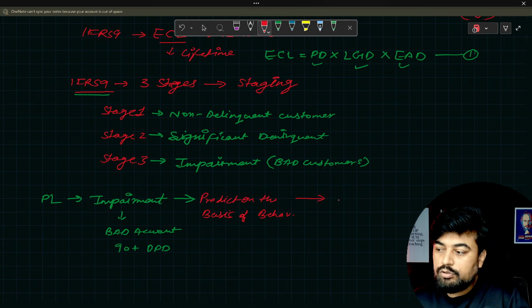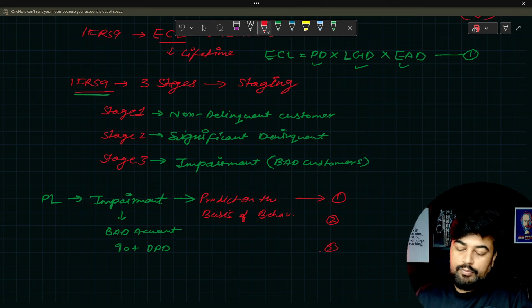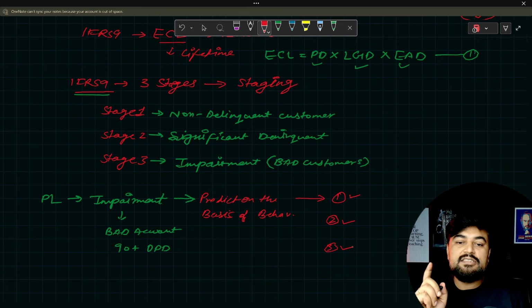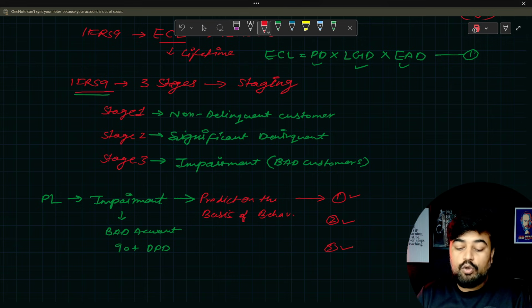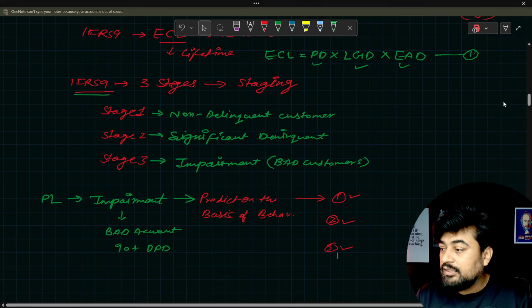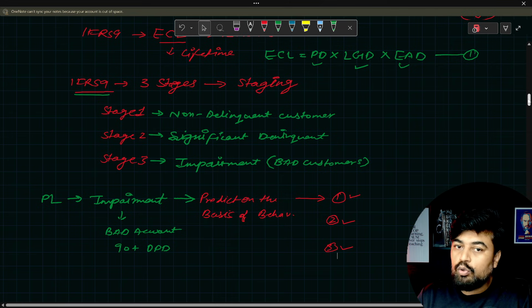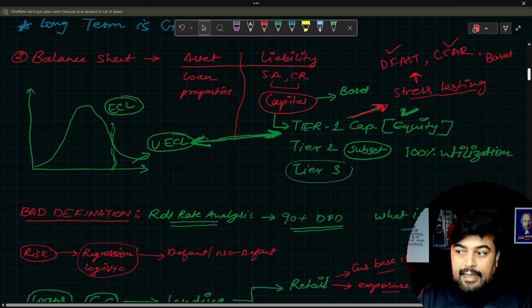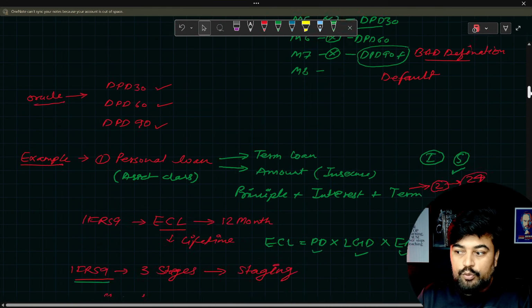Then we spoke about stage 1, stage 2, stage 3. So this pipeline is clear. Now non-delinquent are part of this, then significant delinquent are part of this, and impairment are part of this. Okay, so this is how the staging works. So you should be knowing this whole pipeline by now. Now this is the overall breakdown of IFRS 9. That's also the difference between Basel and IFRS 9, which I told you yesterday.